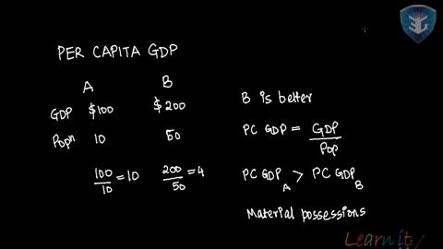So income of those foreign nationals should be excluded from GDP. But there must be some domestic nationals who are working abroad. So their income should be added in GDP. And that makes GNP.